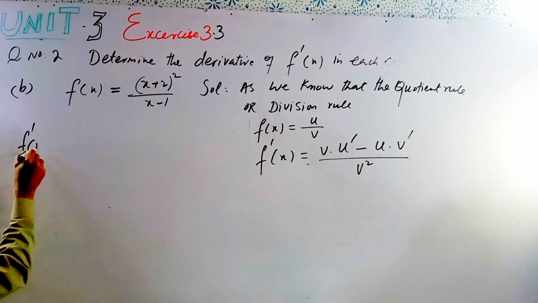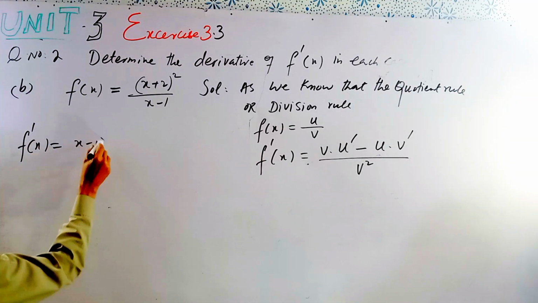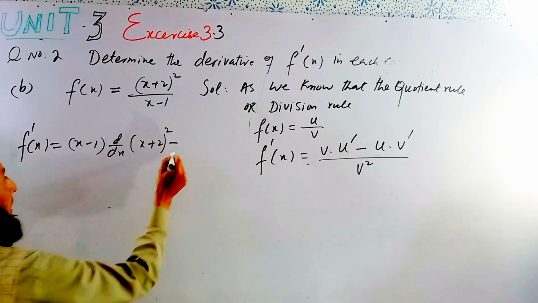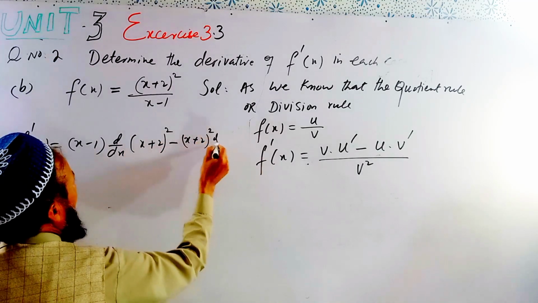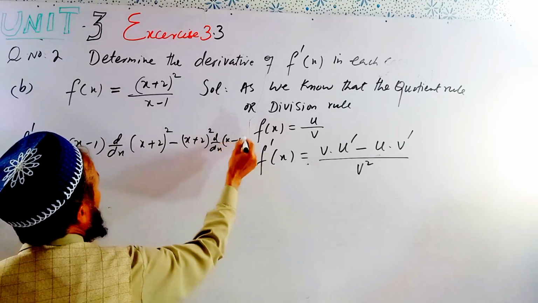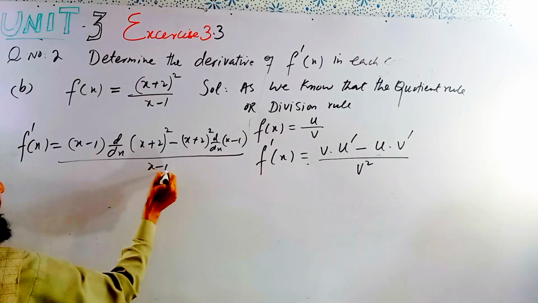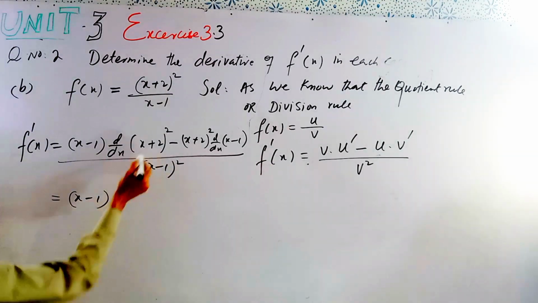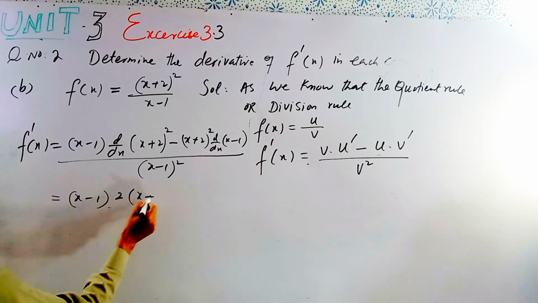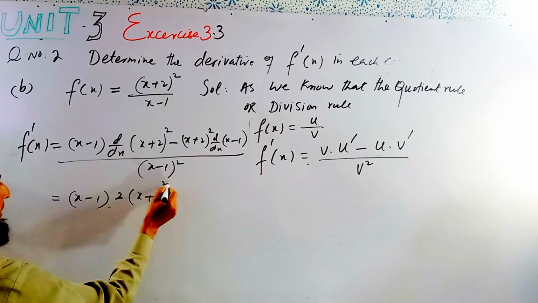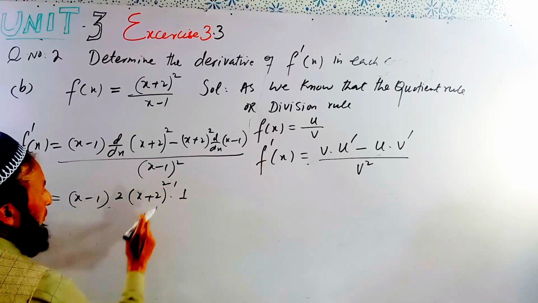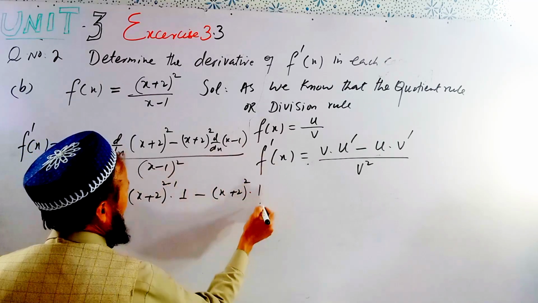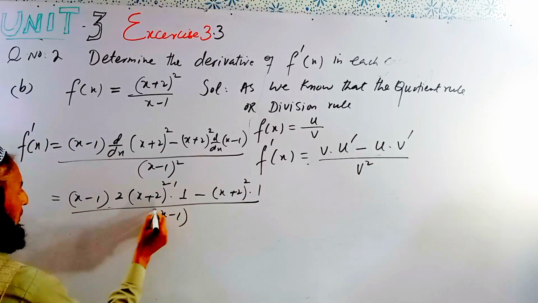Now we differentiate on both sides. We get (x minus 1) times the derivative of (x plus 2) whole square, minus (x plus 2) whole square times the derivative of the v function (x minus 1), divided by (x minus 1) whole square, according to this rule. So (x minus 1), and here we use the power rule, 2 into (x plus 2) to the power 1, and the further derivative is 1, and 2 is a constant, so 0. Minus (x plus 2) whole square, and the derivative of x is 1, over (x minus 1) whole square.